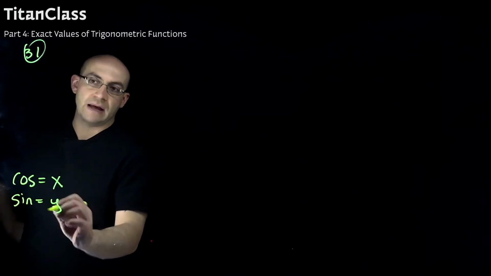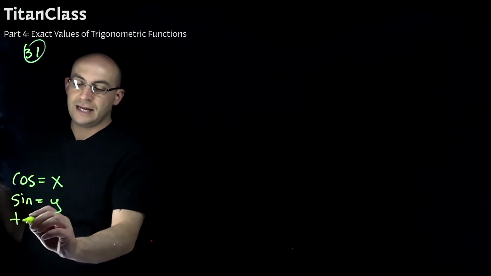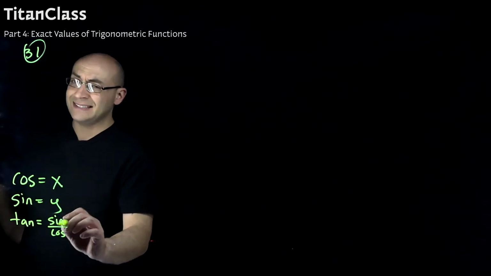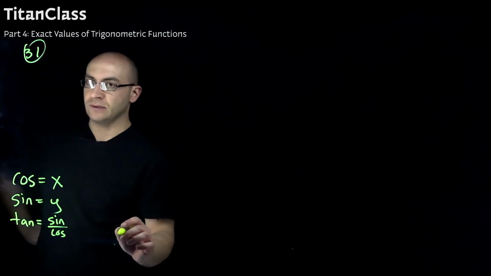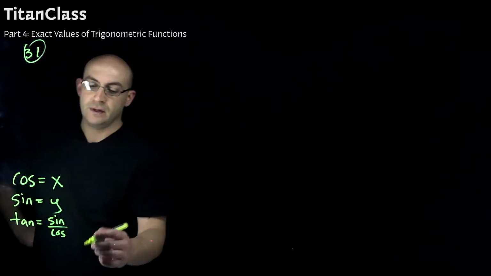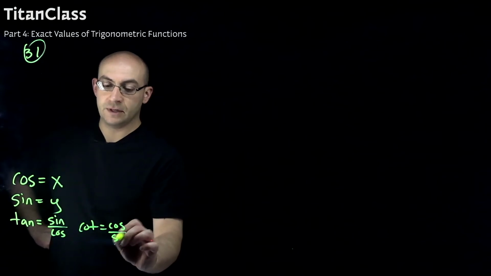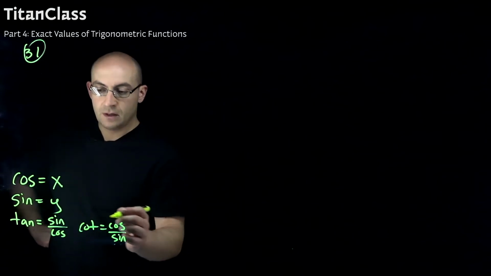There's no reciprocal values here, so it's just those 2 things. Tangent is sine over cosine. Yes, it's opposite over adjacent, but we're not using right triangles here. We're just trying to find the measurements of the unit circle. Cotangent is cosine over sine, or x over y.